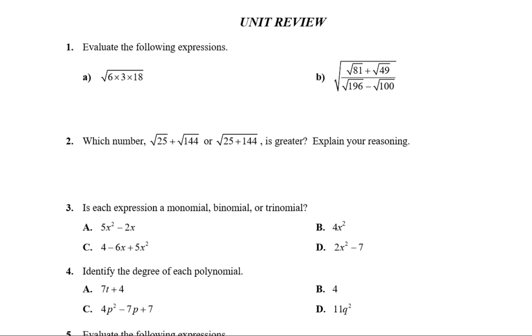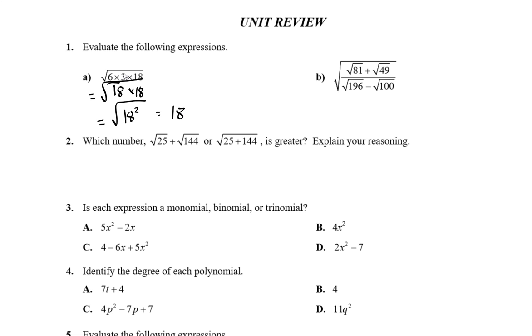Okay, I'm just going to run through some questions from Unit 1 so you can look at them before your exam. So first, we're dealing with some radicals. The root of 6 times 3 times 18, all of these things are in brackets here. So 6 times 3 is 18, and 18 times 18 is the same as 18 squared, right? So if we're taking the root of 18 squared, that's going to be 18 again.